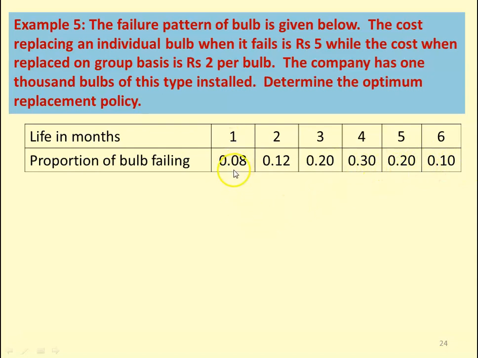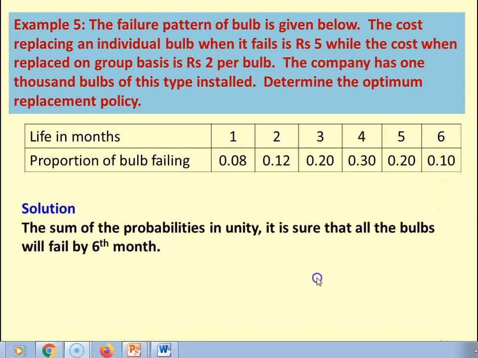So 0.80, 0.08: 8% failure at the end of the 1st month, 12% failure at the end of the 2nd month, 20% failure at the end of the third month, 30% failure at the end of the fourth month, 20% failure at the end of the fifth month, and 10% failure at the end of the sixth month.